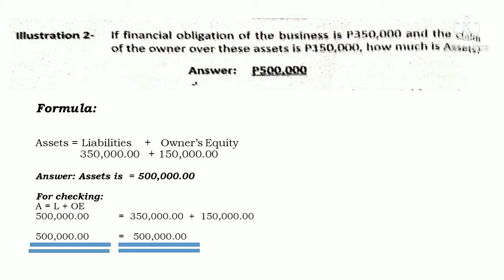So for checking, assets is equals to liabilities plus owner's equity. Atong makita ang given data, ang liabilities is 350,000 pesos, then ang owner's equity is 150,000, so equals to 500,000. So, it means to say ang assets should equal to 500,000 pesos since dapat balance gid sila both sides, the debit and the credit side.